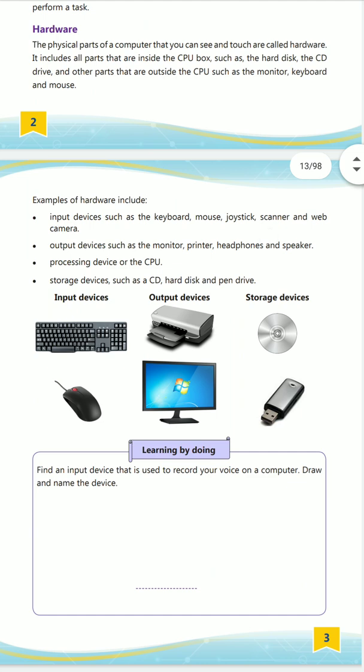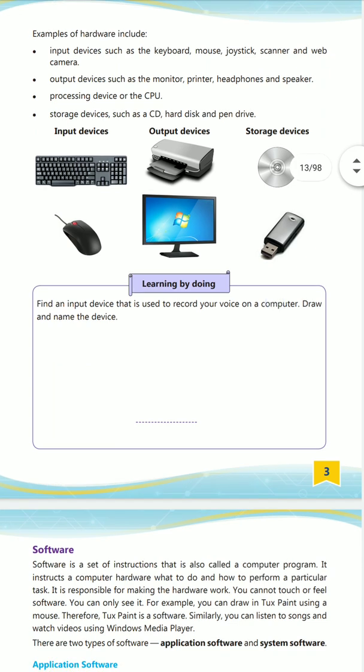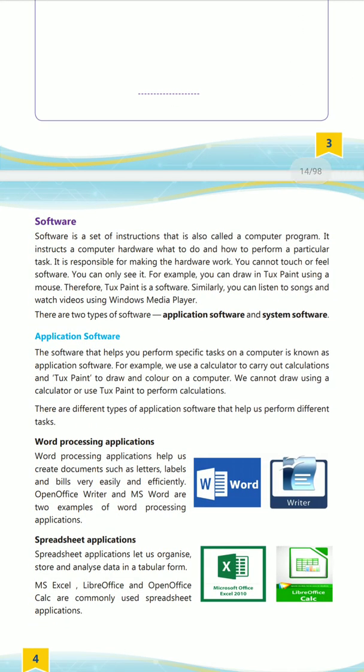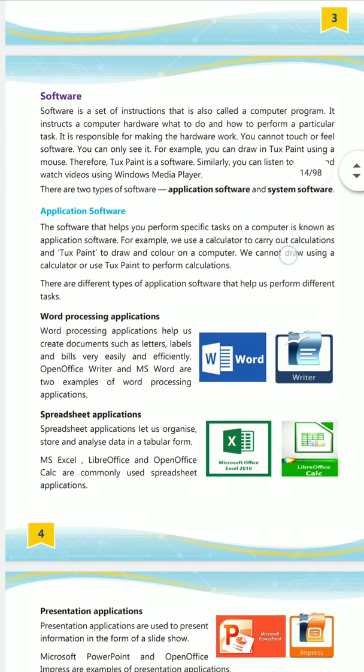We learned about input device, output device and storage device, like mouse and keyboard as input devices, printer and monitor as output devices, and CD, DVD, pen drive as storage devices. Software is a set of instructions that is called a computer program. Then we learned the two different types of software, application software and system software.